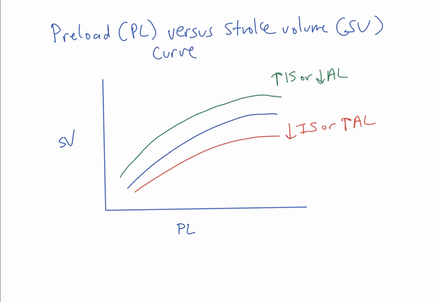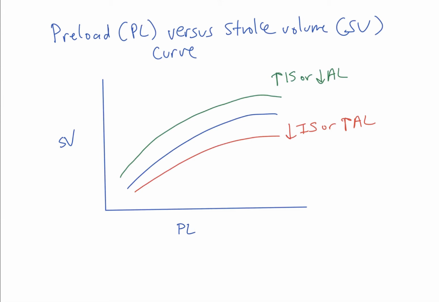So now we're going to talk about the preload versus stroke volume curve, which has preload on the x-axis and stroke volume on the y-axis. Notice that on the blue curve, which is the normal curve, as I increase the preload, the stroke volume increases, or if I decrease the preload, stroke volume decreases. That is explained by the Frank-Starling mechanism that we discussed in another video.